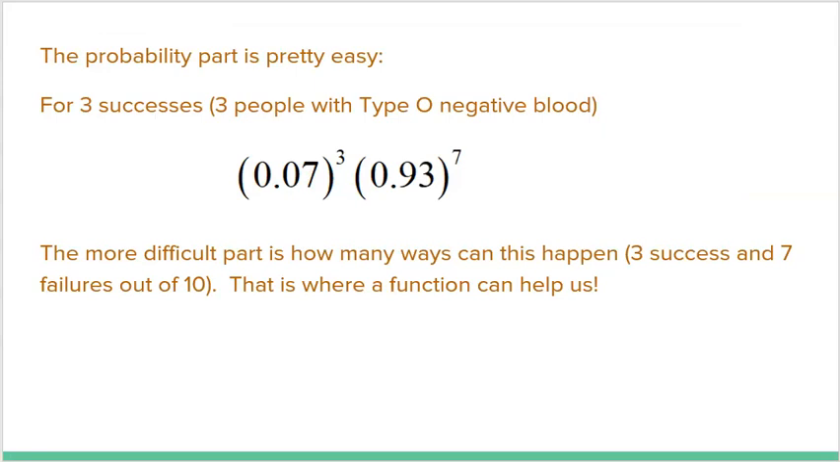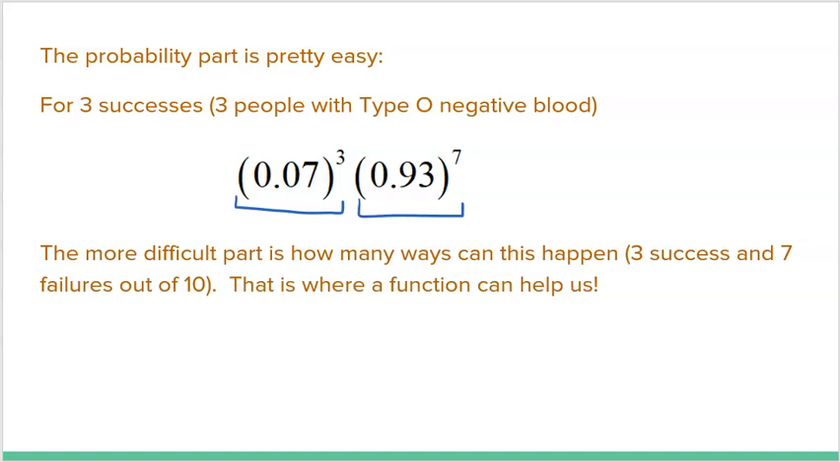So let's take this part by part. The probability part should be really, really easy. If you just think about it, for 3 successes, that means 3 people have type O negative blood, and that means 7 do not. That should be fairly simple. If you're struggling to understand this, you might have to go back and watch some of the other probability videos. But this makes sense. If I have 3 people that have the blood, that means 3 people had a 7% chance, and it happened. And that means the other 7 had the 93% chance, and it happened. This is multiplication, okay? Now, the problem is, like I just explained to you, how many different ways can this happen? 3 successes, 7 failures.